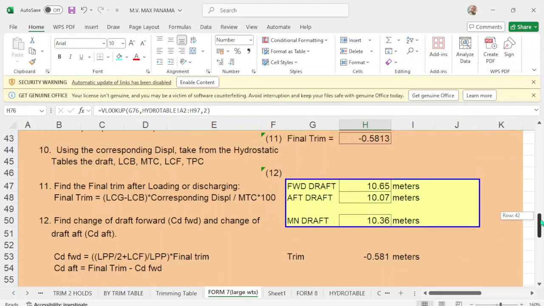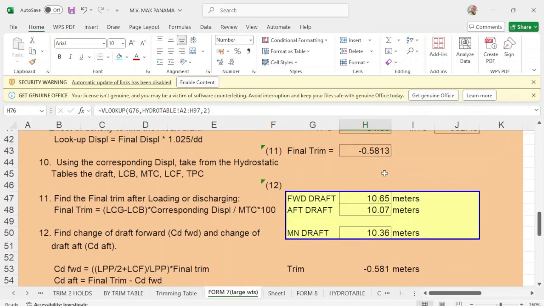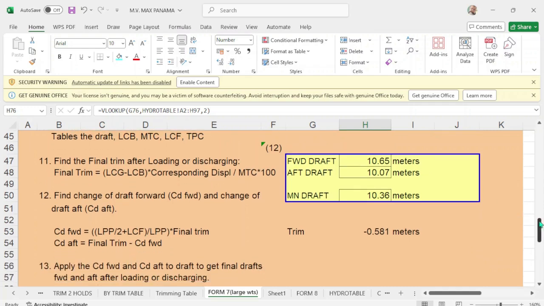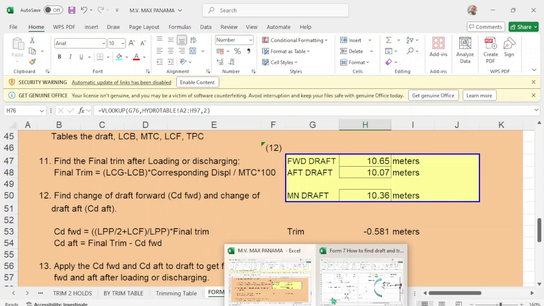So after you get your trim, you go to number 12. First, you compute for the change of drop forward, which is the formula of 1/2 LPP plus LCF over LPP times your final trim. This is your final trim, okay? So this is the formula, guys.